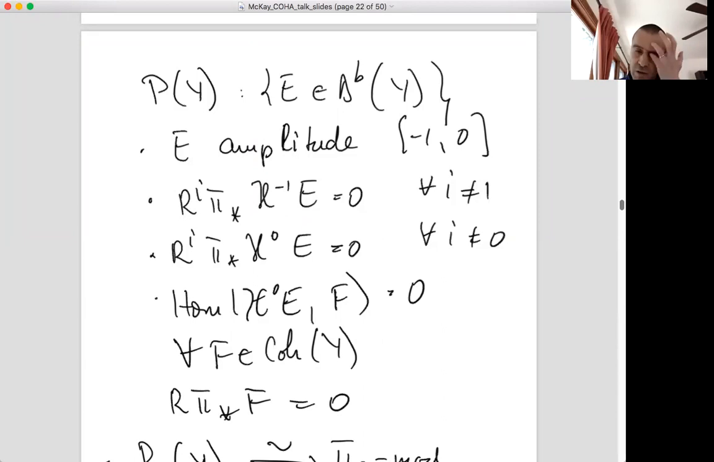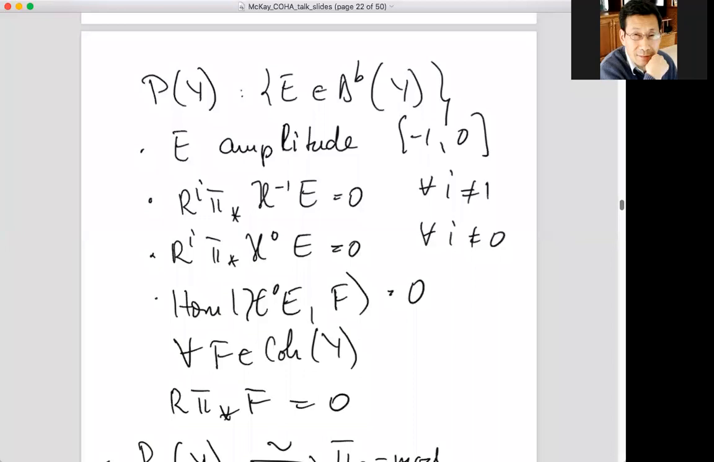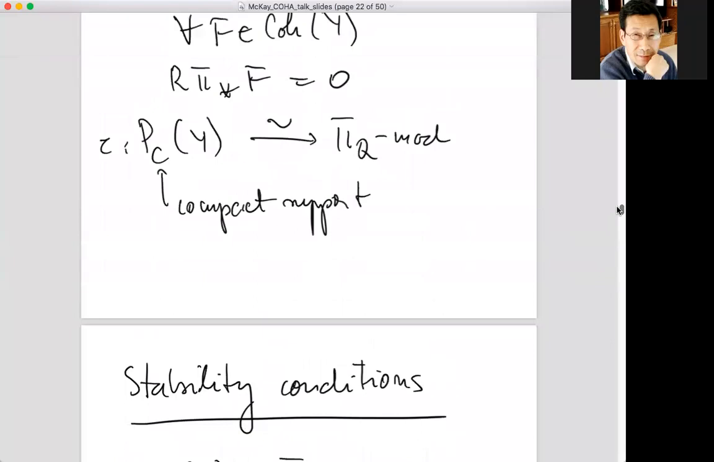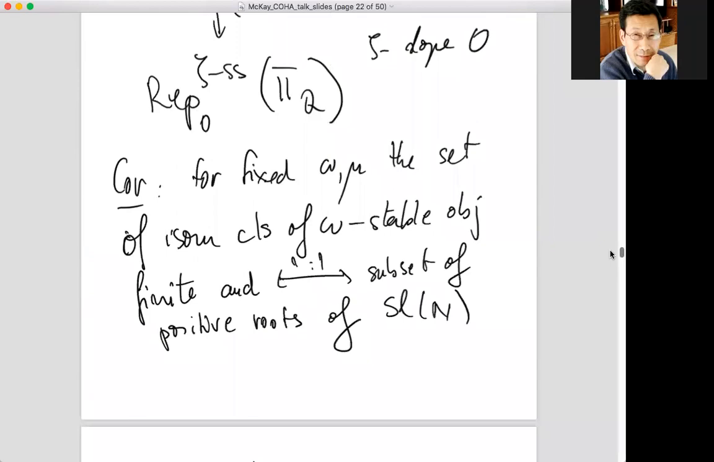Okay. And also you mentioned that the stable sheaves are in one-to-one correspondence with the positive roots, and that should depend on your choice of omega and mu on the geometry side, the stability condition, and also on the quiver side.